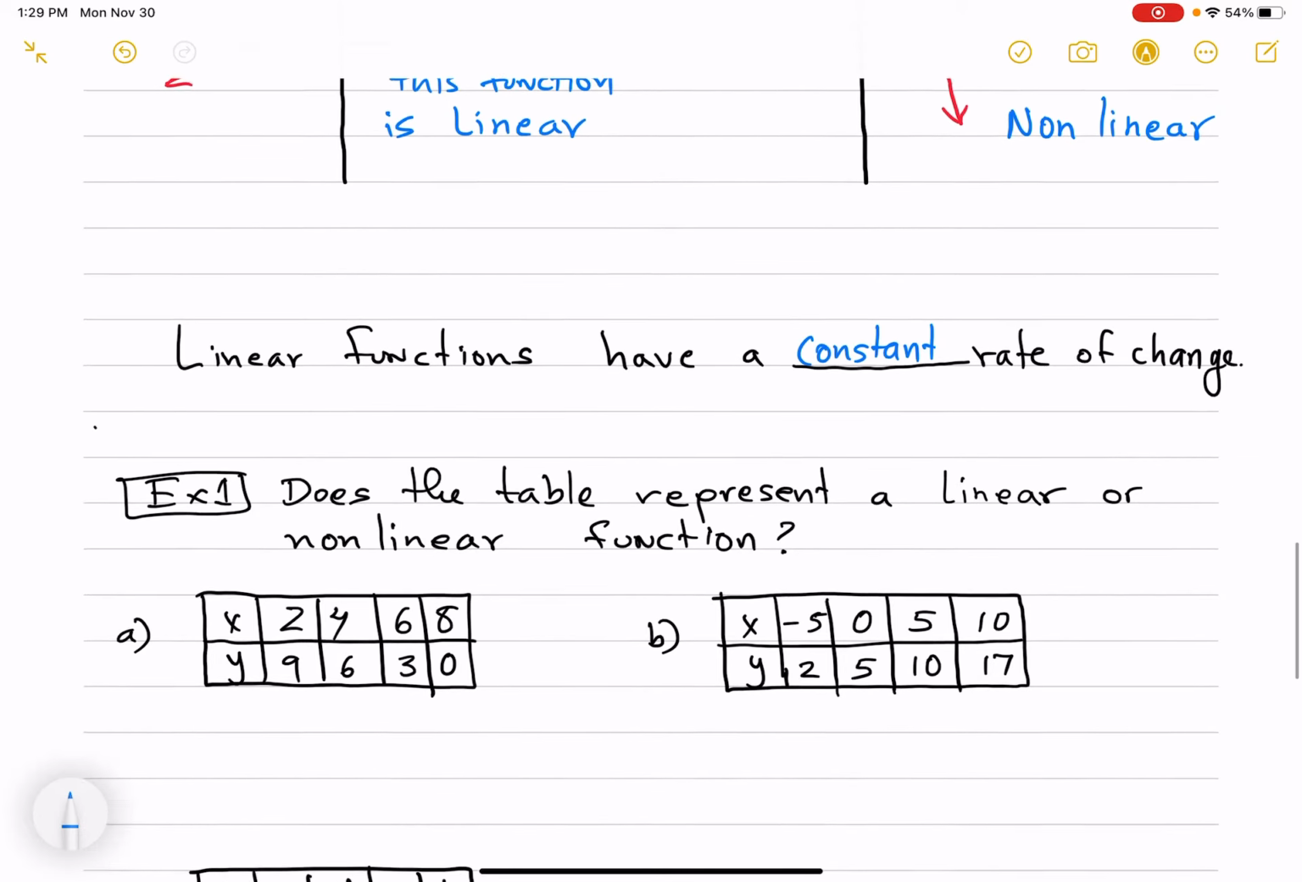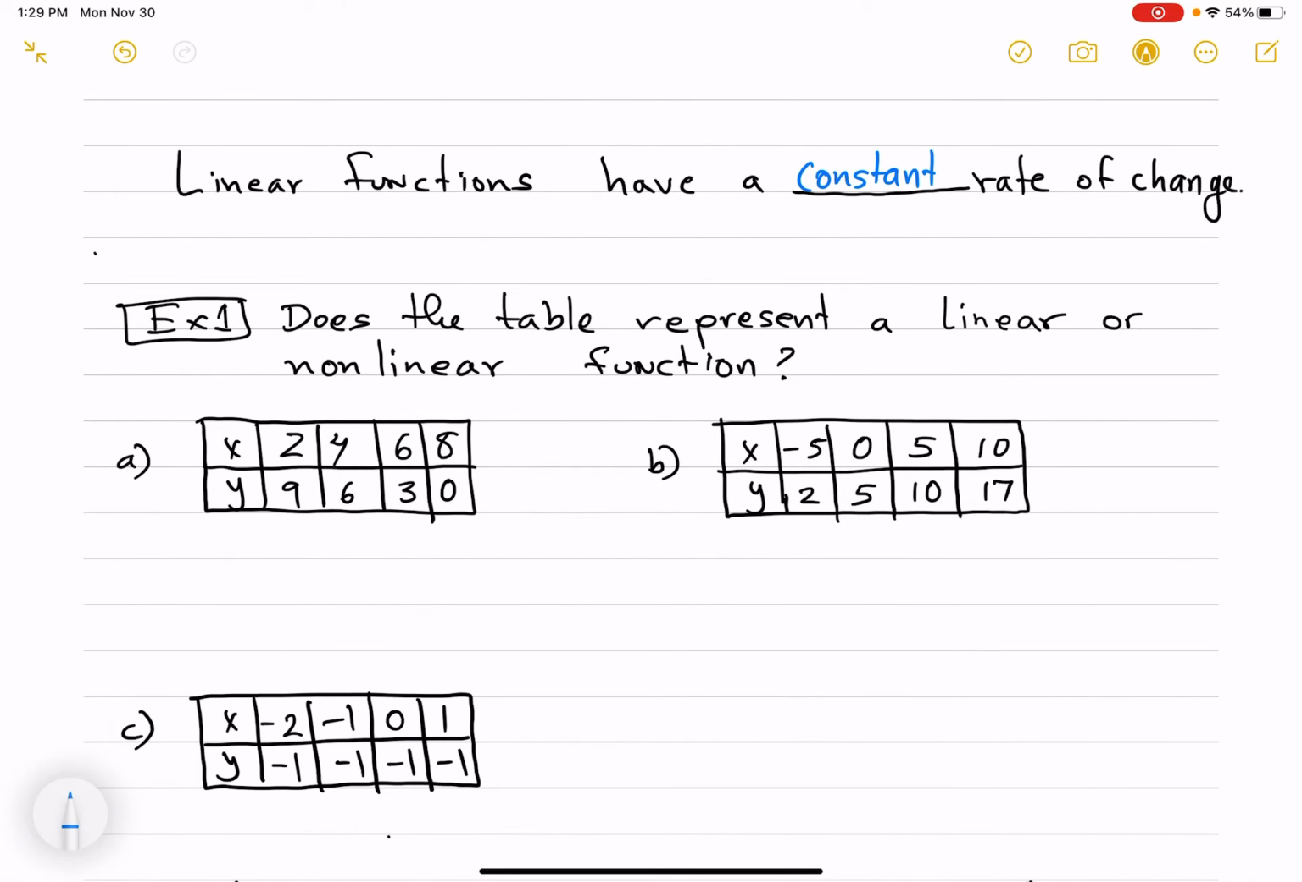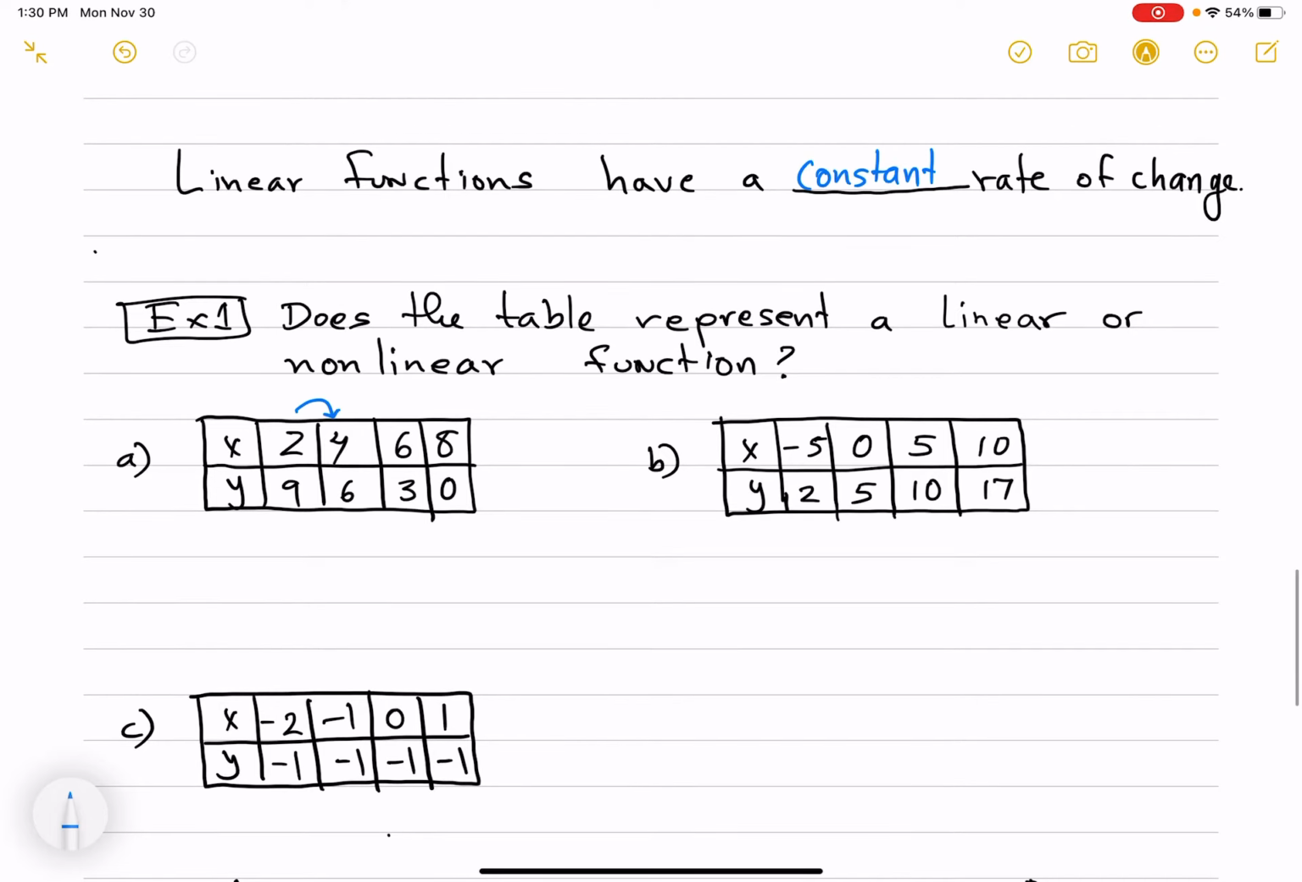Let's take a look at an example here. Does the chart or the table represent a linear or non-linear function? All we have to do is consider that a constant rate of change means that the x has to change from one step to the next step at the same rate. So for example, here, if you're going to go from 2 to 4, you have to add 2. From 4 to 6, you have to add 2. And from 6 to 8, you have to add 2. But that doesn't make it a linear function.